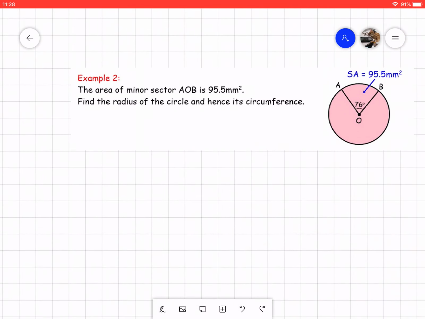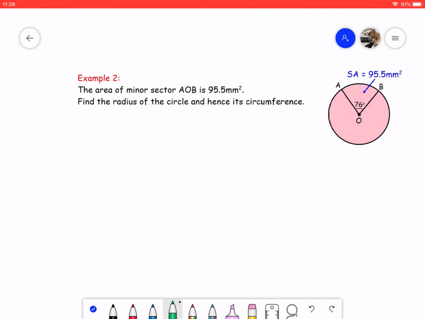Slightly different, it's to do with the area of a minor sector. We've got the area of minor sector AOB is 95.5 millimetres squared. You've also got the angle at the centre over here is 76 degrees. Remember the word minor, it's the small sector. So there are 2 sectors in this circle. The minor sector is this one here. This one here would be the major sector, but we don't need the major sector just now. We need the minor sector.